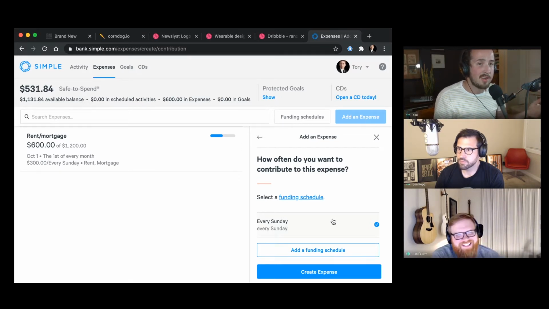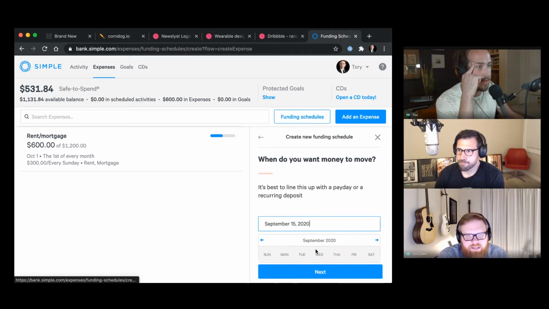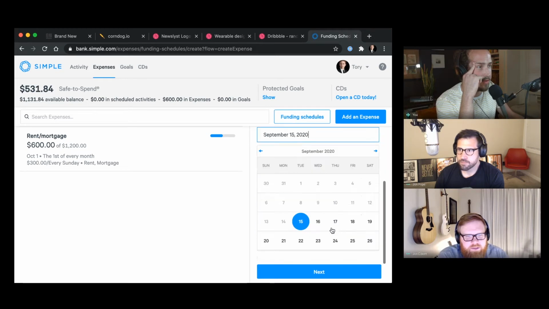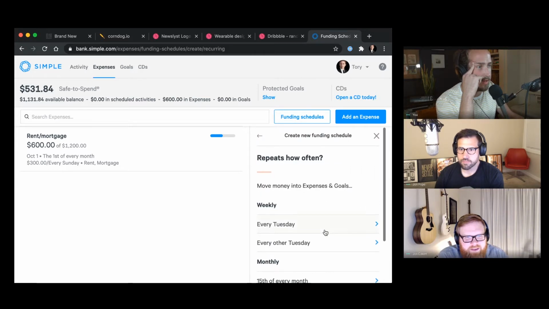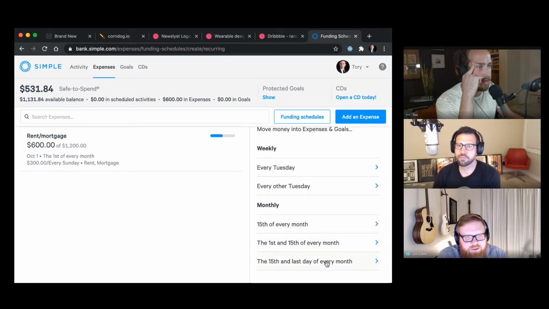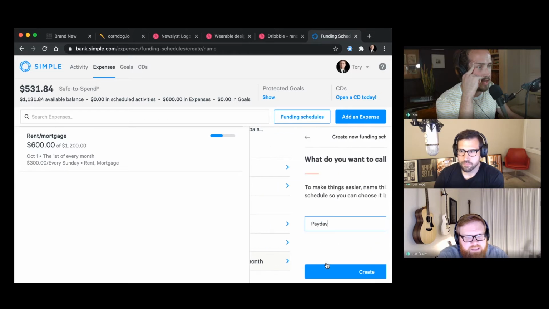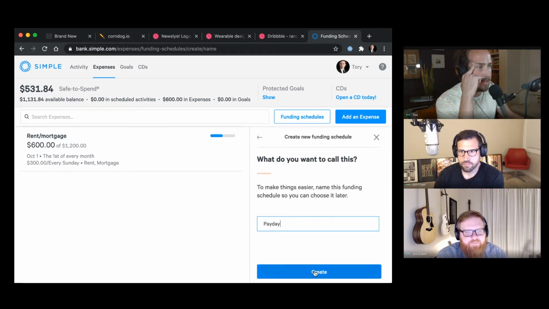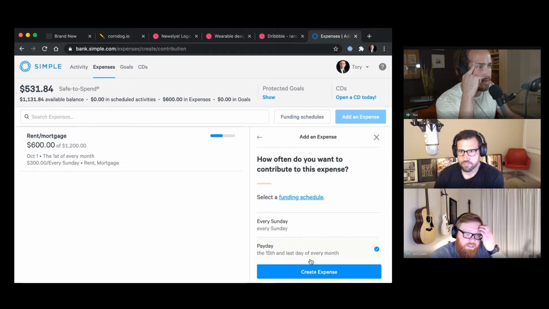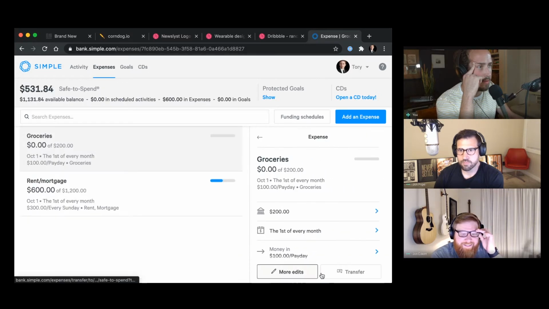Simpler version of this. So to their credit, once you create a funding schedule, you just select from it. I'm going to add a funding schedule, and I like the 15th and last day, because that's when I get paid. That's what I did. Yep. Payday. So on payday is when we want to contribute.